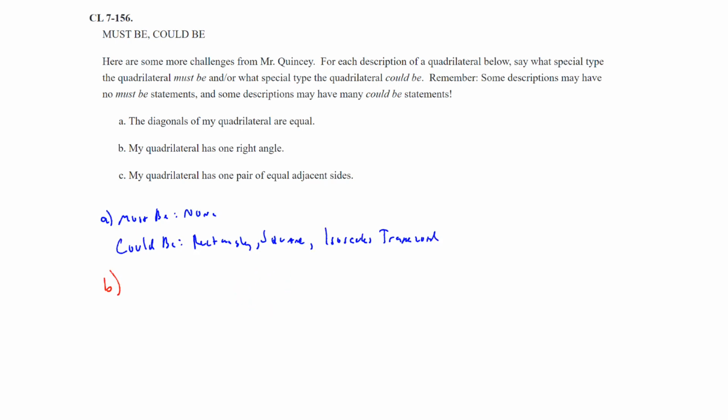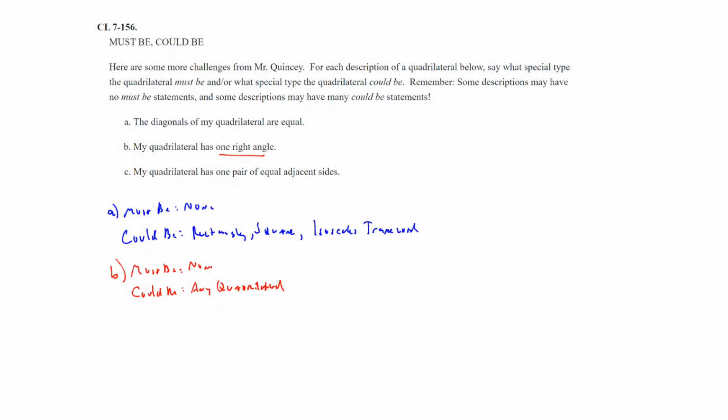So on this one, we actually have, once again, no must be's. So there's none. And then the could be's, it could be a rectangle, could be a square, or no, it can't be a rectangle or square, sorry, those have more than one right angle, so this one's saying specifically just one right angle. So if it's just one right angle, then you could have any quadrilateral as long as it has one right angle, but it doesn't have to be, once again, it's not going to be one of your specific ones. Sorry about that if that was a little confusing there.